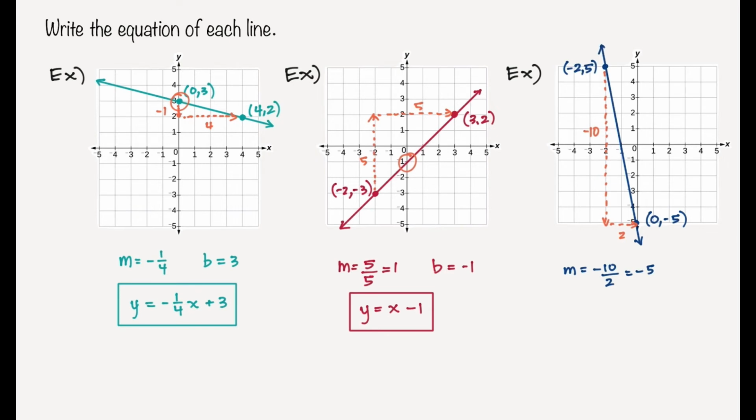And then looking at the diagram, it looks like it is crossing the y-axis at negative 5 as well. So my b is negative 5. So then I put this together and I find that y is equal to negative 5x minus 5. And I'm done.